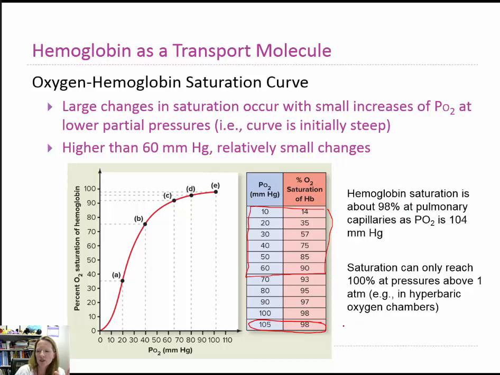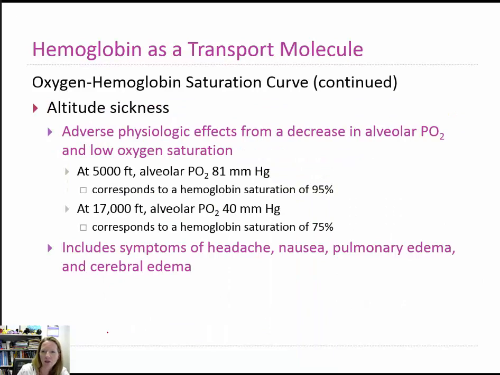You don't get to 100% unless you're in some kind of hyperbaric oxygen chamber, where they can get you to 100%, but they have to put you in one of those special chambers. That's how decompression sickness is treated, through one of those. Let's take a look and see what this has to do with altitude.